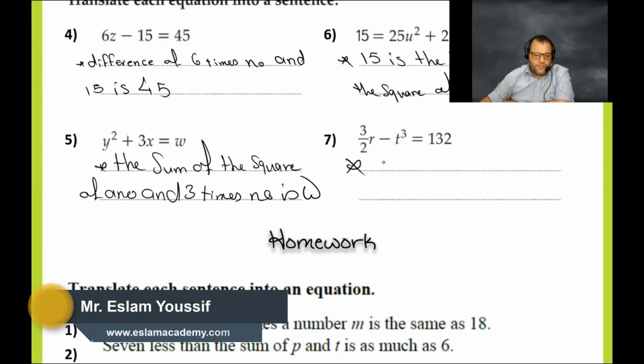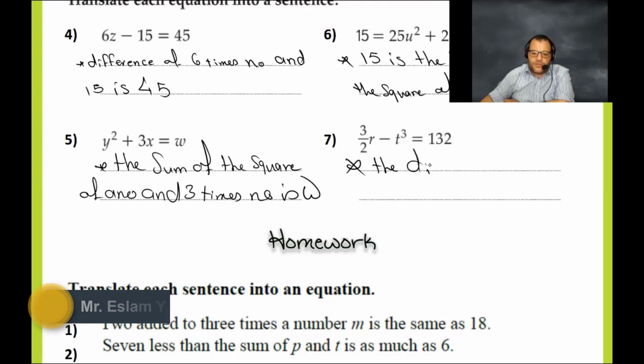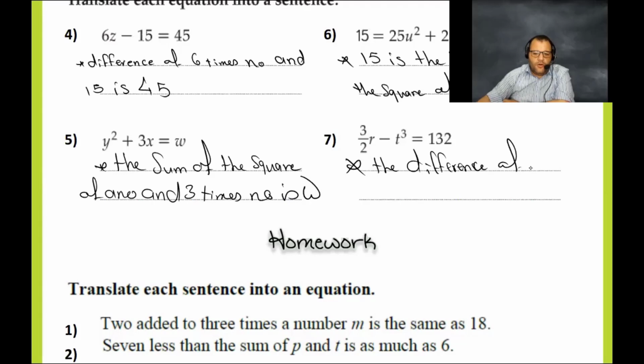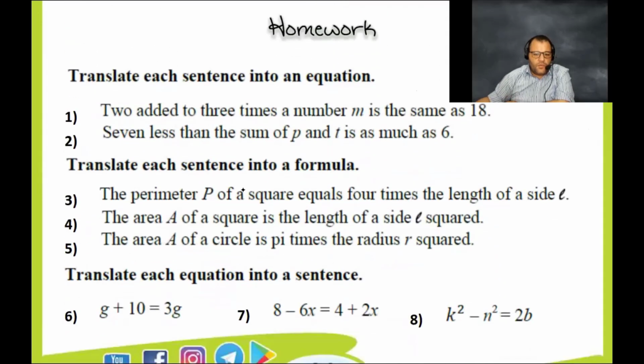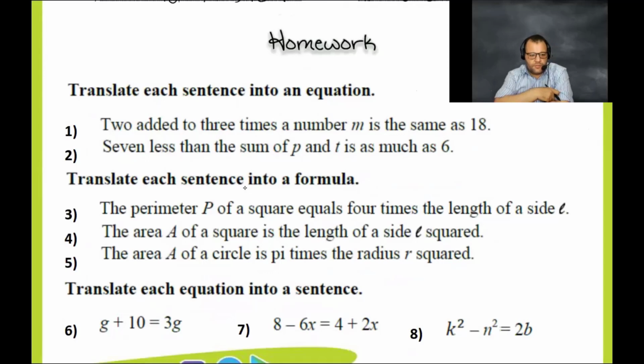The difference of 3 over 2 times the number R, because we have many different numbers, so we have to mention the letter that you have, and T cubed is 136. Okay. Any problem for this one? No. Is that clear? Yes.